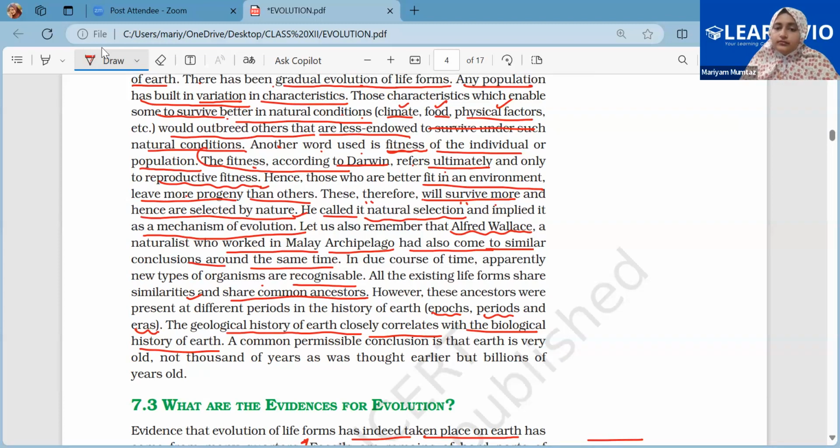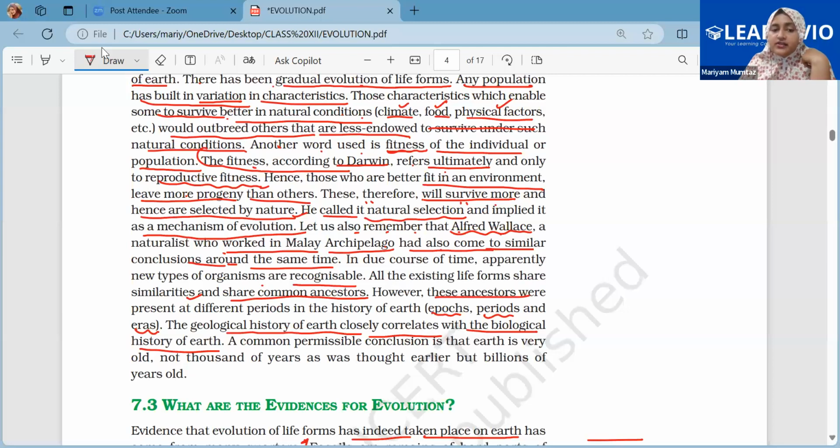Now, let us also remember that Alfred Wallace, a naturalist who worked in the Malay archipelago, had also come to a similar conclusion at the same time. In due course of time, apparently new types of organisms are recognizable. All the existing life forms share similarities and share common ancestors.